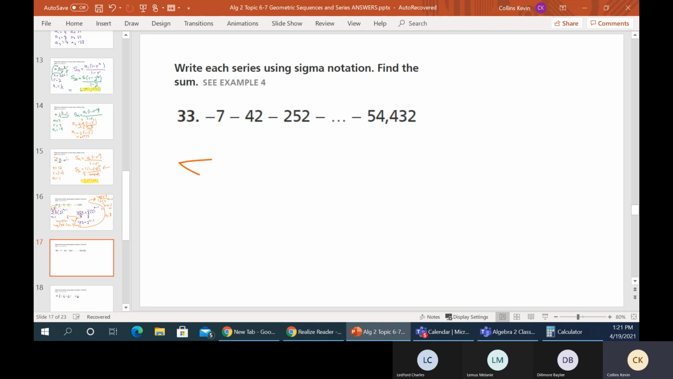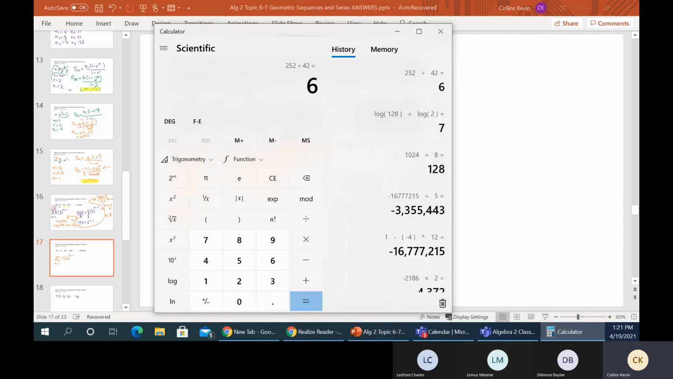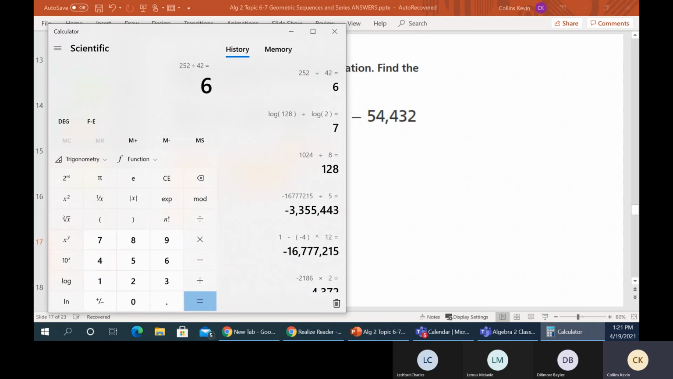Okay, so let's do our sigma thingy. N equals 1. And then we've got minus 7 is our first guy, times 6 to the n minus 1. Cool. So the only thing we need to really figure out is this guy on the top, right? So again, how many times do we multiply by 6 to get 54,432? Let's find out, shall we? All right, so we're going to start with negative 7. We'll count them up. That's where we're headed, right?